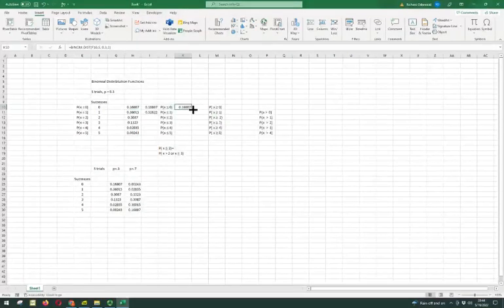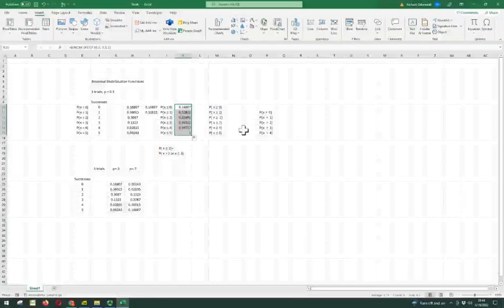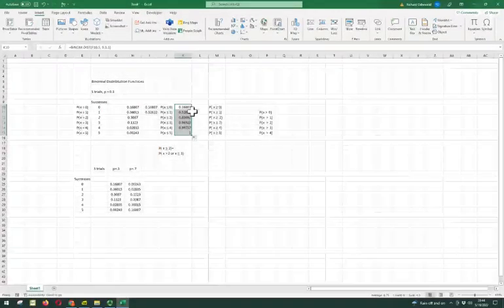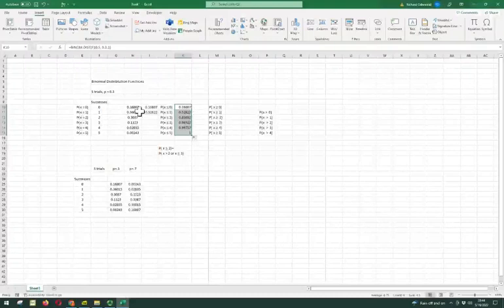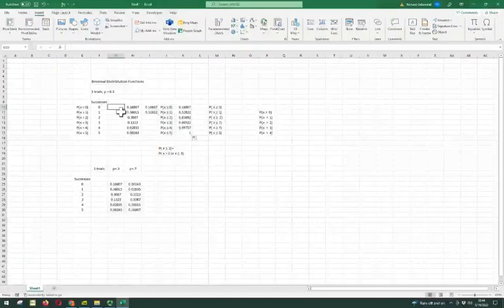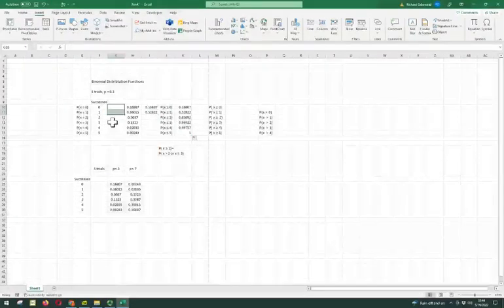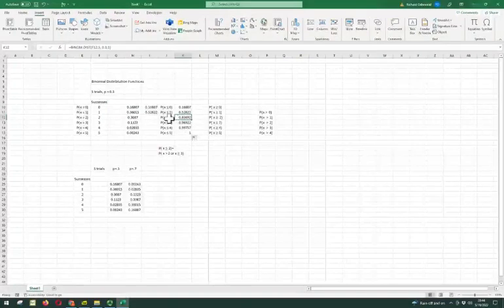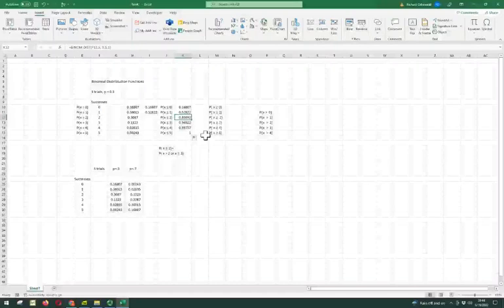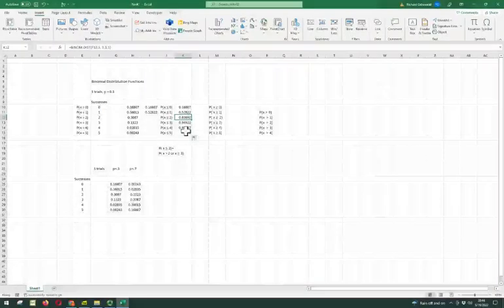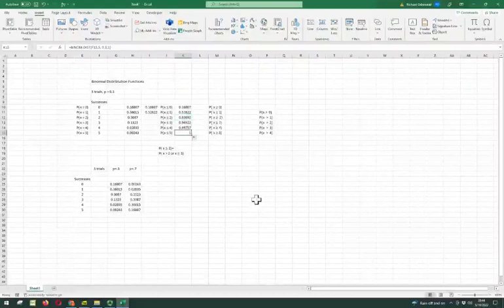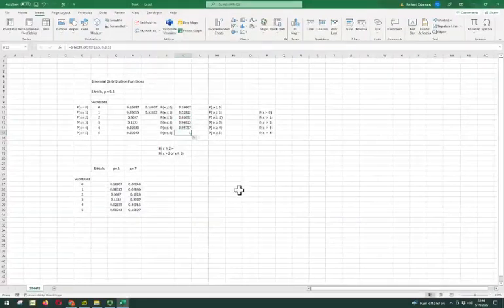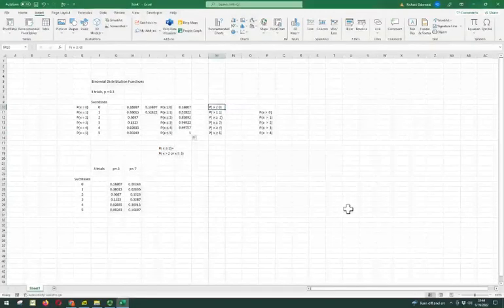If I copy this one down, I get the probability of 1 or less is 0.52822, which I got before by adding the probability of 0 and 1. Probability of 2 or less is 0.83692, and so on. So the probability of 5 or less out of 5 trials, it covers all of them, is equal to 1.